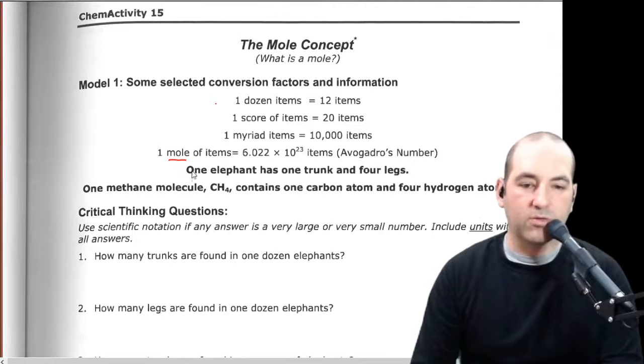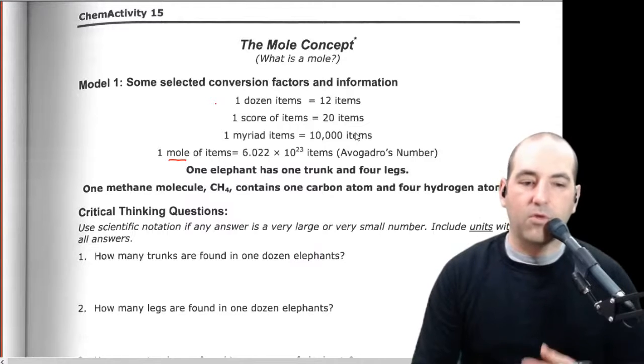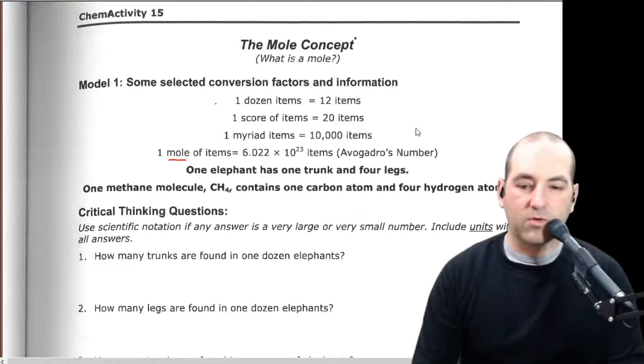And we have other words in our language for numbers. For example, a dozen is 12, a score is 20. I'm not sure this one's correct, I think that's made up for this, but another one would be a pair. A pair is two. So it's just a word that means a number. And for a mole, that word means a very, very large number, which is this one right here, 6.022 times 10 to the 23rd.